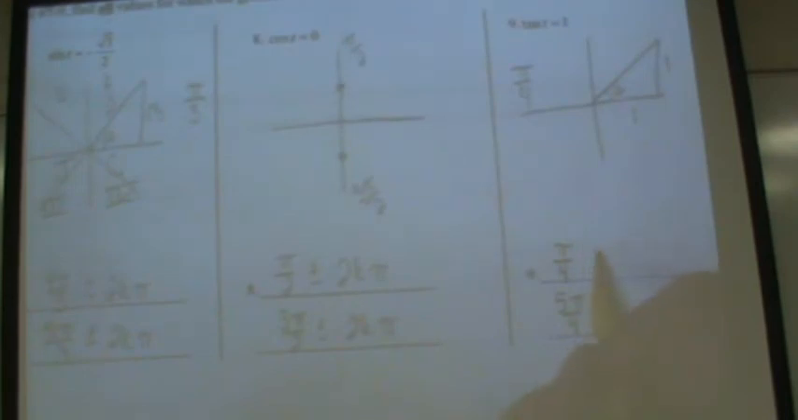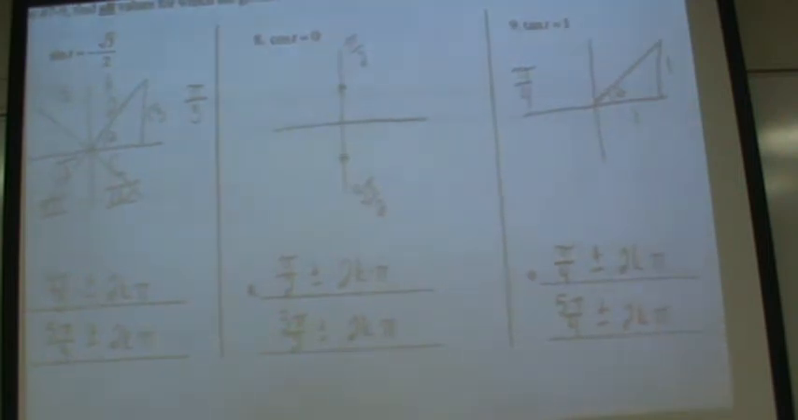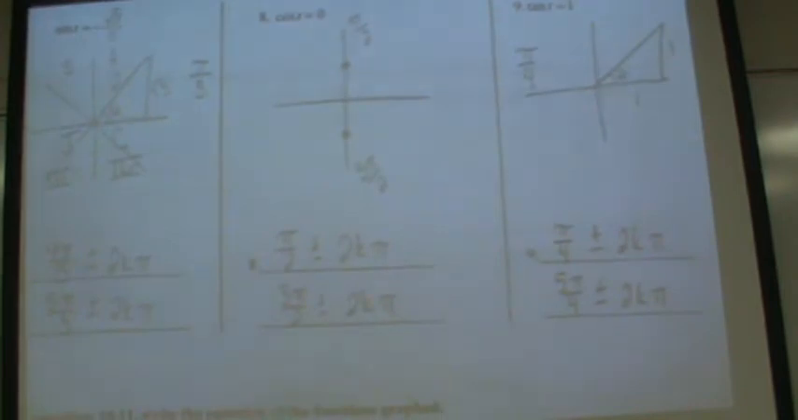And again, you want to add and subtract multiples of 2 pi. Now the tangent one actually can be rewritten as multiples using pi, but I will accept it like this, so that they all are consistent. So for all of these, we're adding and subtracting 2k pi. Does anybody have any questions about those? No?